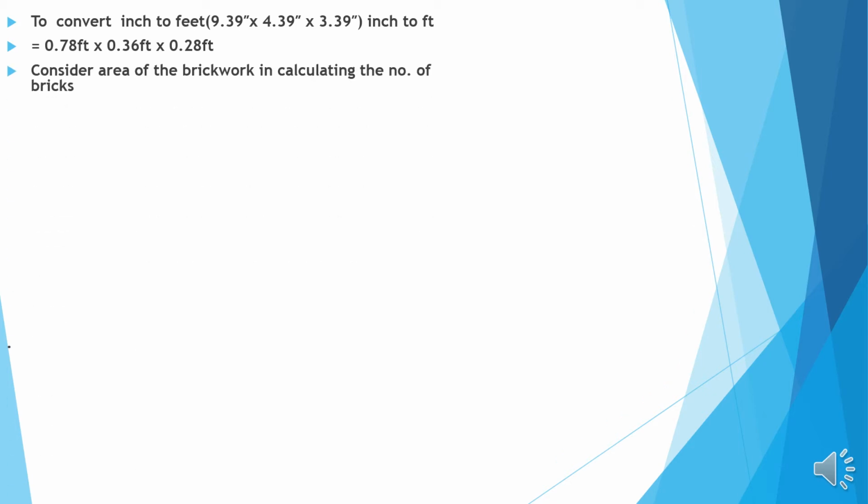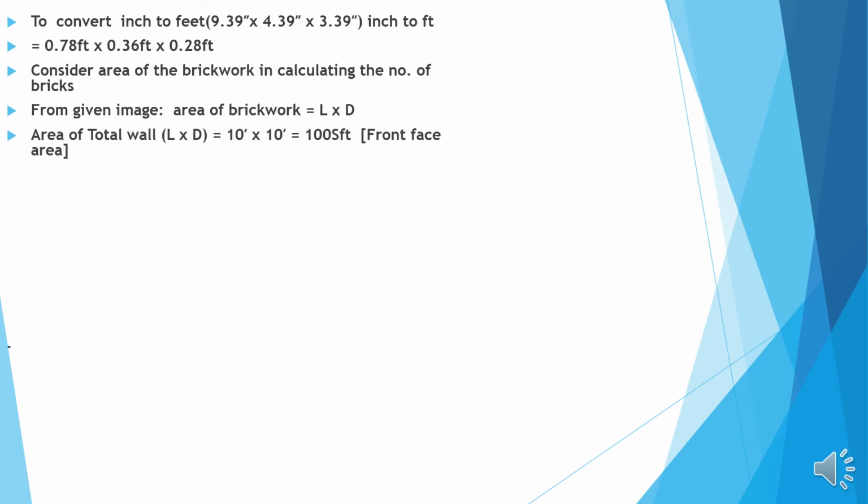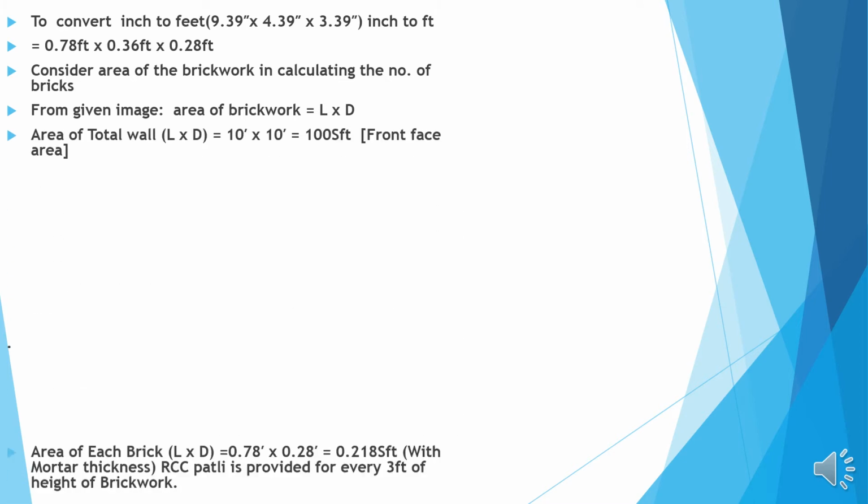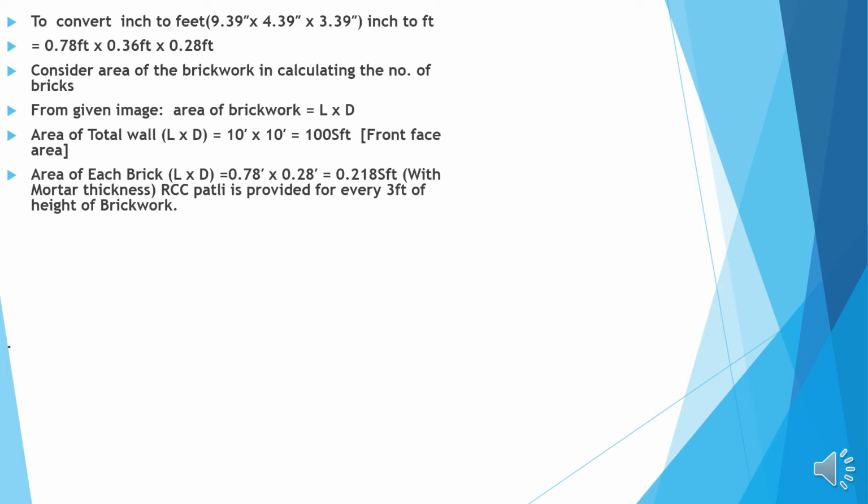Consider the area of a brickwork in calculating the number of bricks. For the given image, the area of the brickwork is length into depth, that is 10 by 10 feet, it is 100 square feet. Area of each brick, that is length and depth, 0.78 feet by 0.28 feet, which will make 0.218 square feet with the addition of the mortar on all sides.